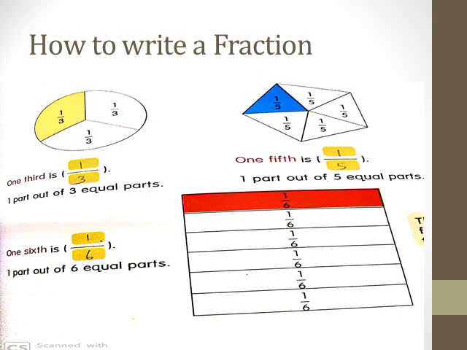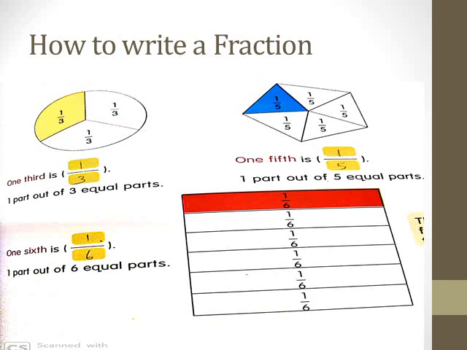So there are 3 equal parts, that's why you will write 3 in the denominator. And the numerator represents the shaded ones. So how many shaded parts are there? Only one, so you will write 1. And you can also say this is 1/3 because it is divided into 3 equal parts. So 1/3 is 1 part out of 3 equal parts.